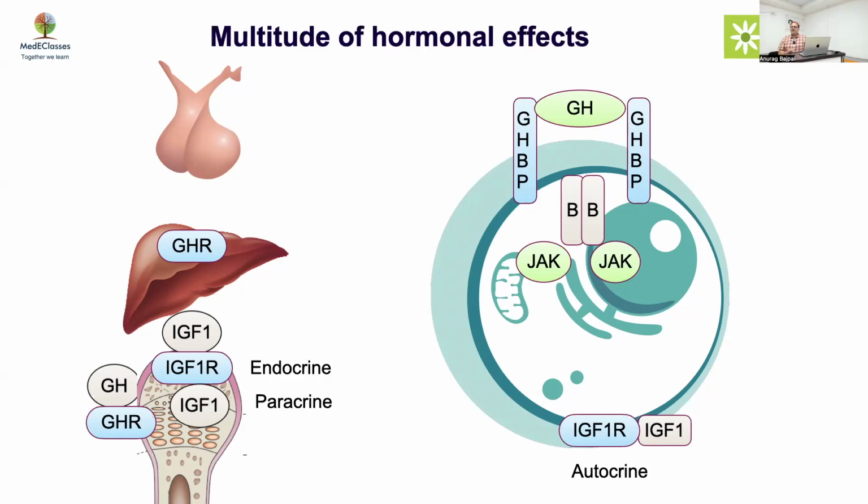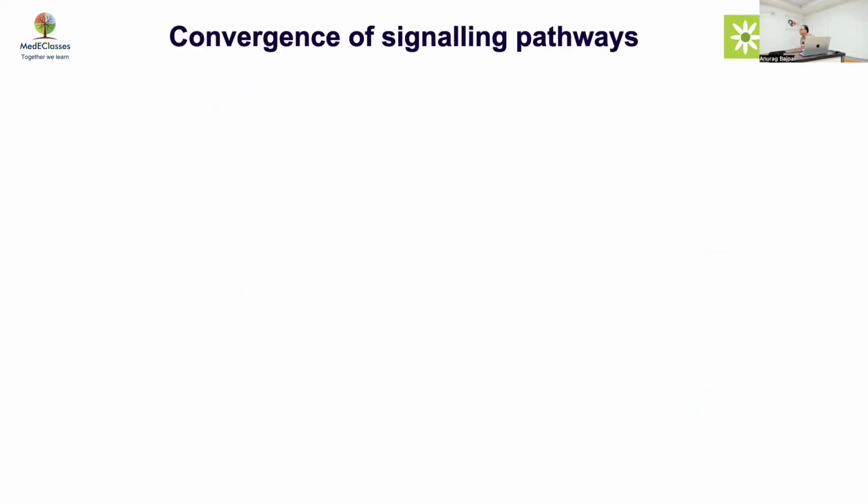IGF-1 is only indicated where growth hormone is not going to act: genetically proven growth hormone resistance, or where you have antibodies to growth hormone and GHD1A. That is the scenario. So these are the various types of hormones. Now, what you also need to remember is that, as I discussed, one hormone can have multiple effects. Multiple hormones can have the same effect also.